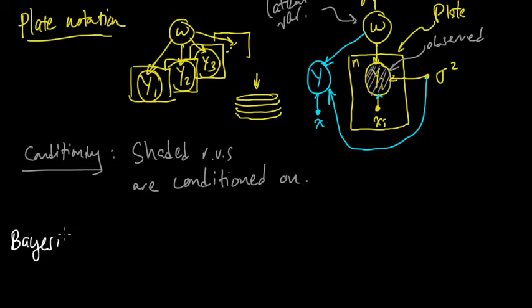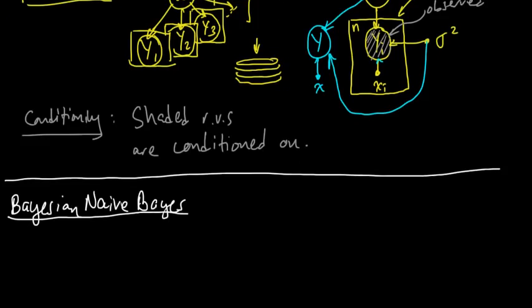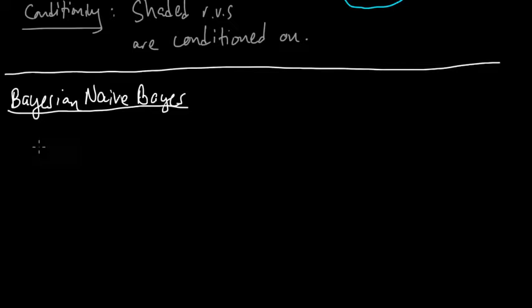Bayesian naive Bayes. We'll look at the graphical model for Bayesian naive Bayes. So I'll give you the generative process description for Bayesian naive Bayes. It's of course the classification setup, right?